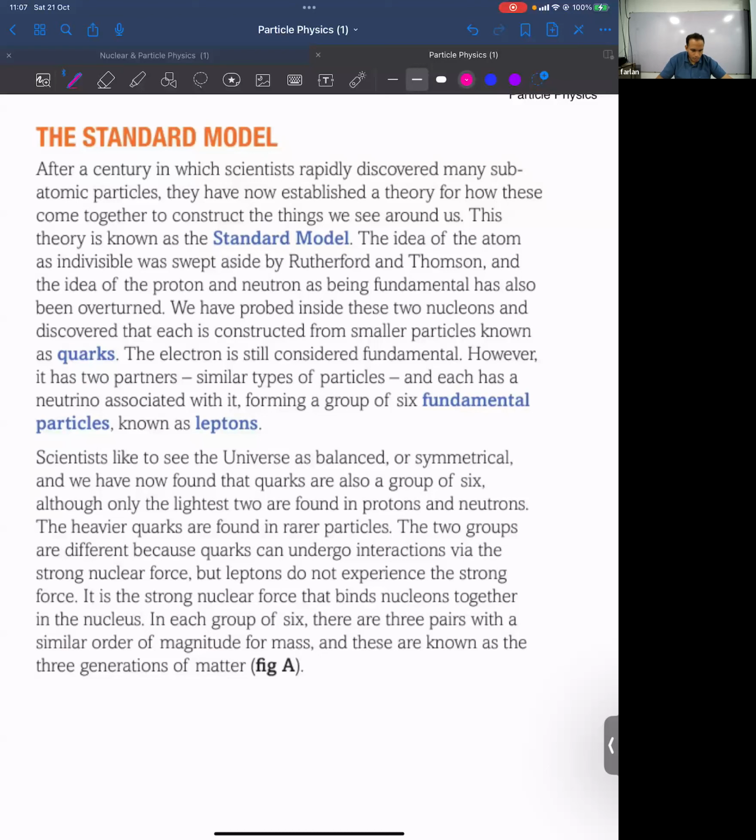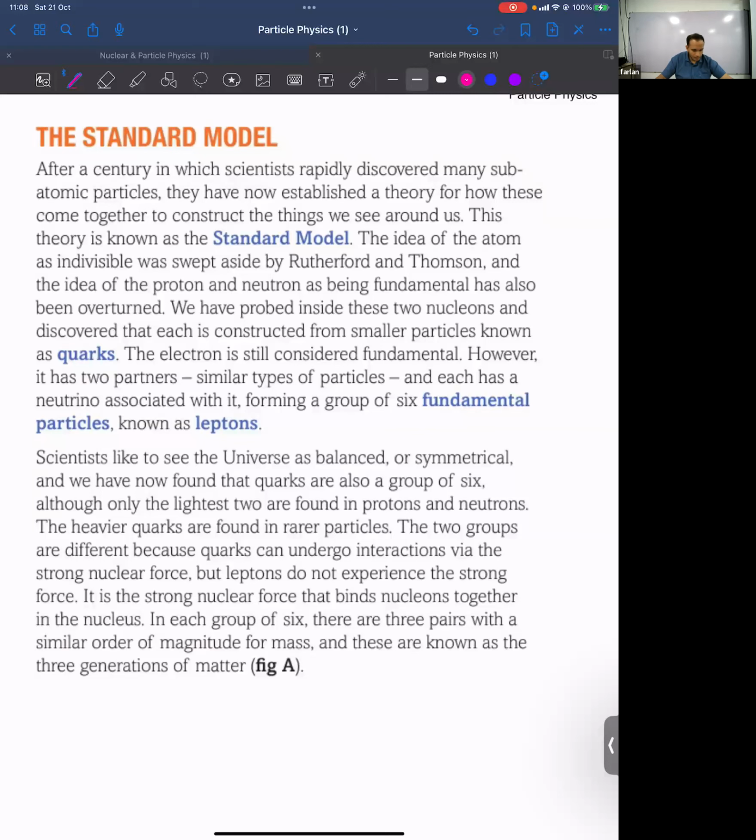And the idea of the proton and neutron as being fundamental has also been overturned. We have probed inside these two nucleons and discovered that each is constructed from smaller particles known as quarks. So back then, they used to think protons, neutrons, and electrons are the smallest particles. You can't break them down further. That's what they used to think. But now the latest theory says no, it can be further broken down into quarks and antiquarks.